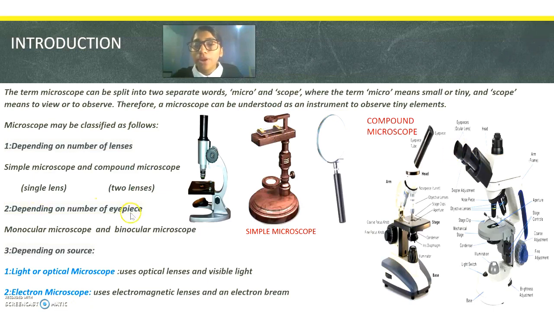And depending on the number of eyepieces, there is the monocular microscope and the binocular microscope. This is an eyepiece, from where we can observe our specimen. This one is a monocular microscope and this one is binocular. And depending on the source, there is the light or optical microscope and the electron microscope. In the optical microscope, optical lenses and visible light are used, and in the electron microscope, electromagnetic lenses and an electron beam are used.